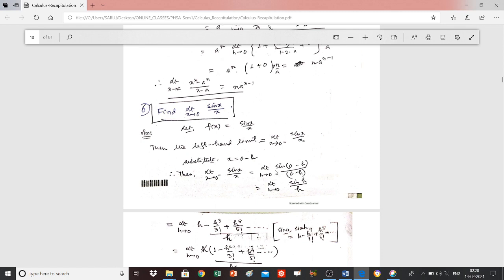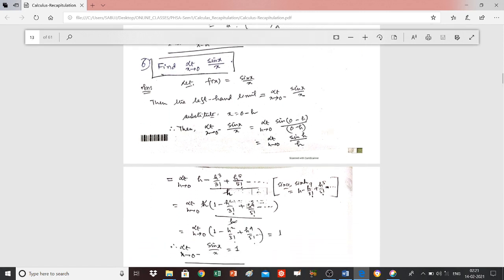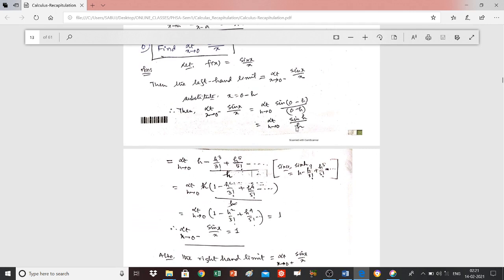Limit h tends to 0, sine of (0 minus h) by (0 minus h), that is equal to sine of minus h over minus h. The minus signs cancel each other, and this is sine h by h. Now just expand the series of sine x, that is h minus h cube by 3 factorial plus h to the 5 by 5 factorial, and all other terms written here, then divided by h.